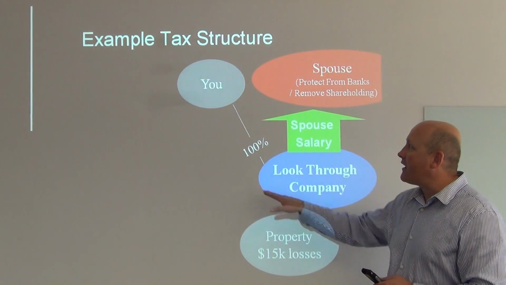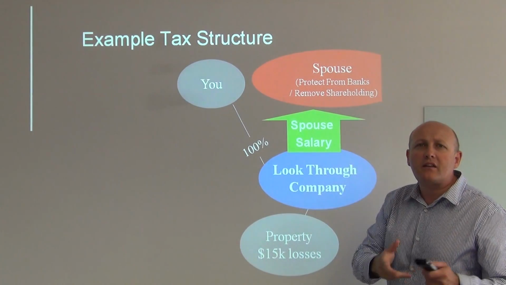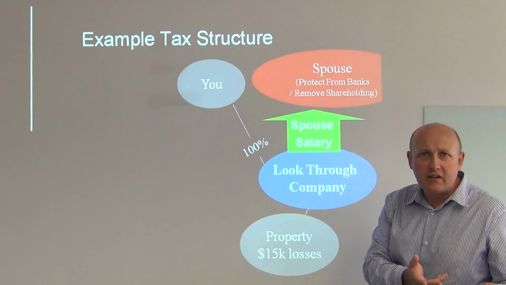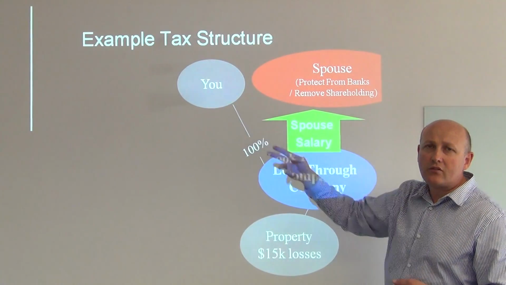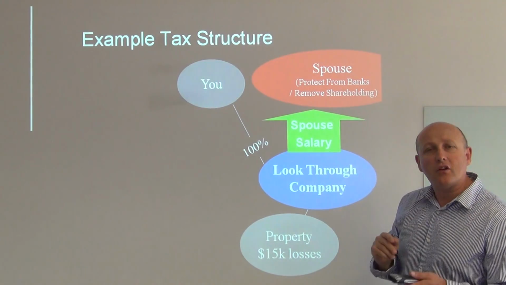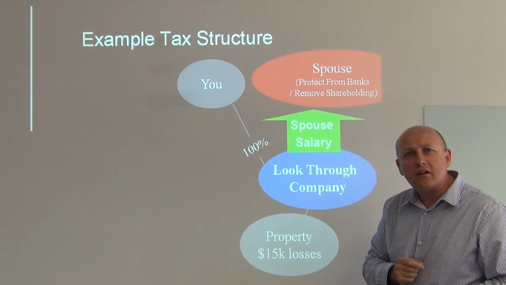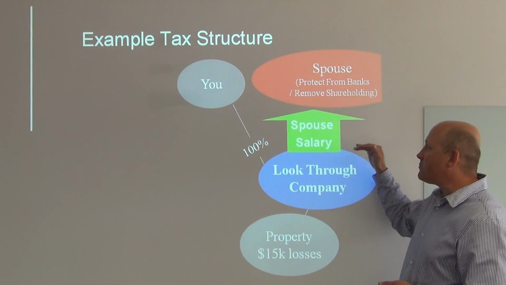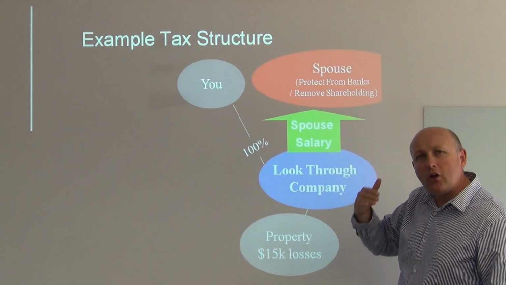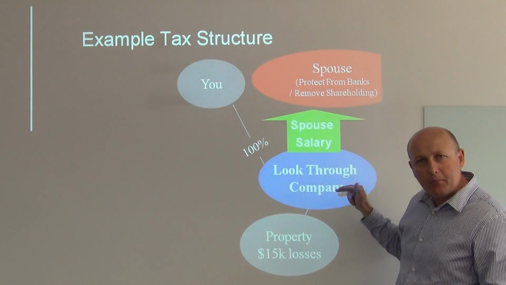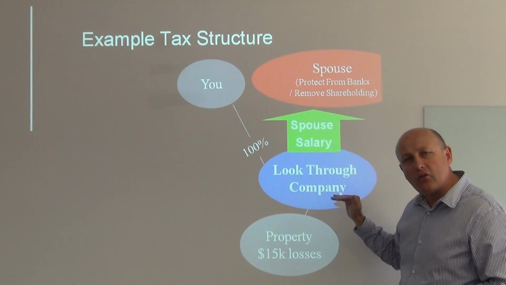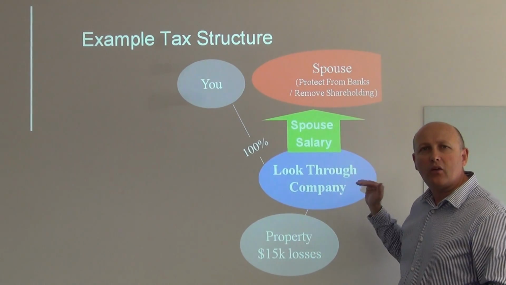That $10,000 now flows out to the income earning spouse. Let's say their effective marginal tax rate is 33%. So you get to claim $3,300 but pay $1,500. There's an $1,800 advantage to you there. So that spouse salary can only be paid from a look-through company where your spouse is not a member of the company. Otherwise, the salary is non-tax deductible to a look-through company.